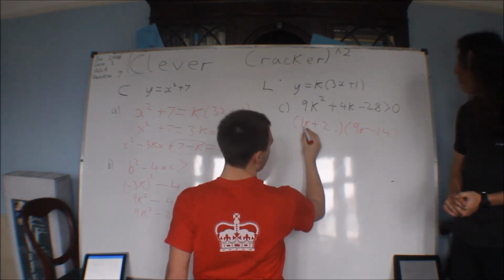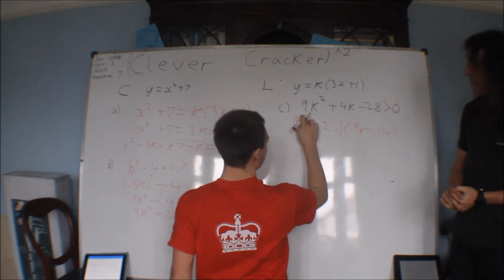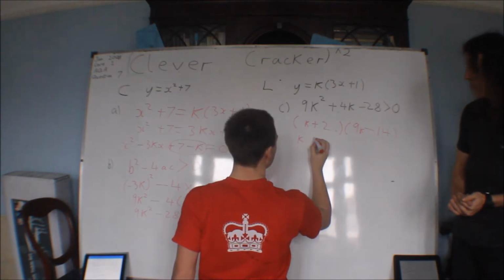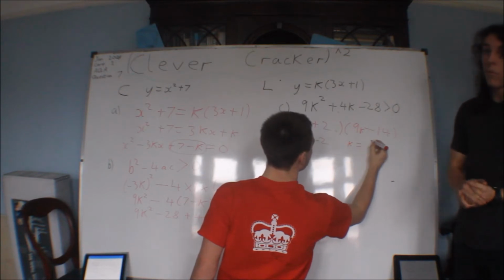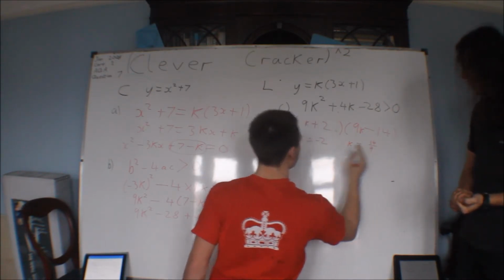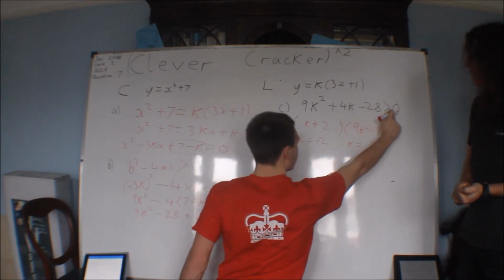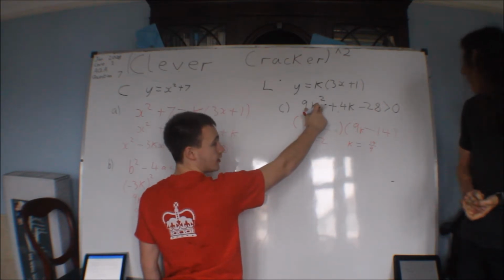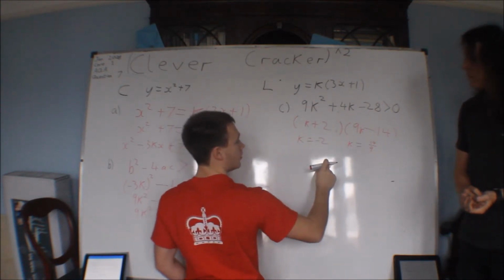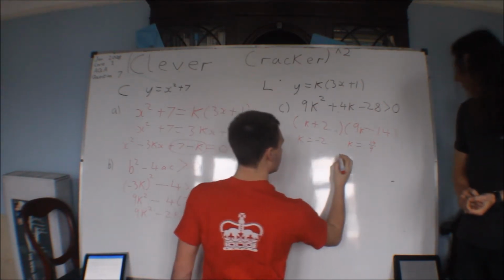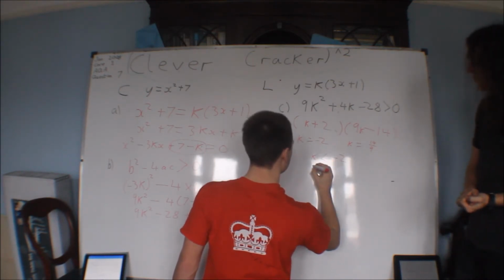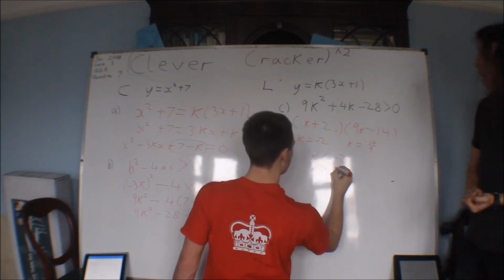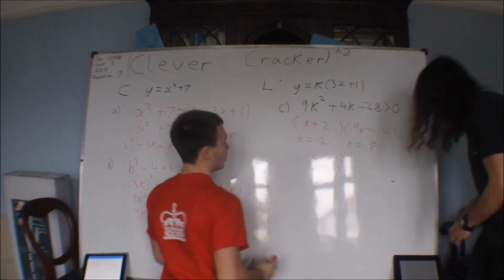So now we've got K minus 2, so K equals minus 2. And K equals 14 over 9. It's greater than 0, and a positive squared, so it's greater than one value and less than the other. So K has to be less than minus 2, and K has to be greater than 14/9, and that's the end of the question.